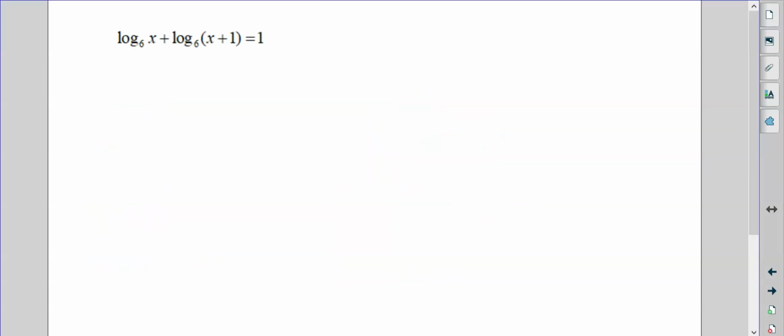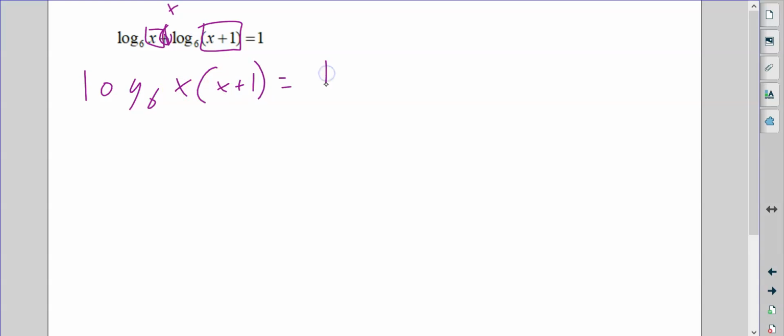Moving on. We have a plus. Remember, that's going to turn into times. I'm going to condense and write log 6 one time. And then I'm going to take this times this. X times x plus 1 equals 1. Swish and flick. 6 to the first power, which is just 6, equals x times x plus 1.